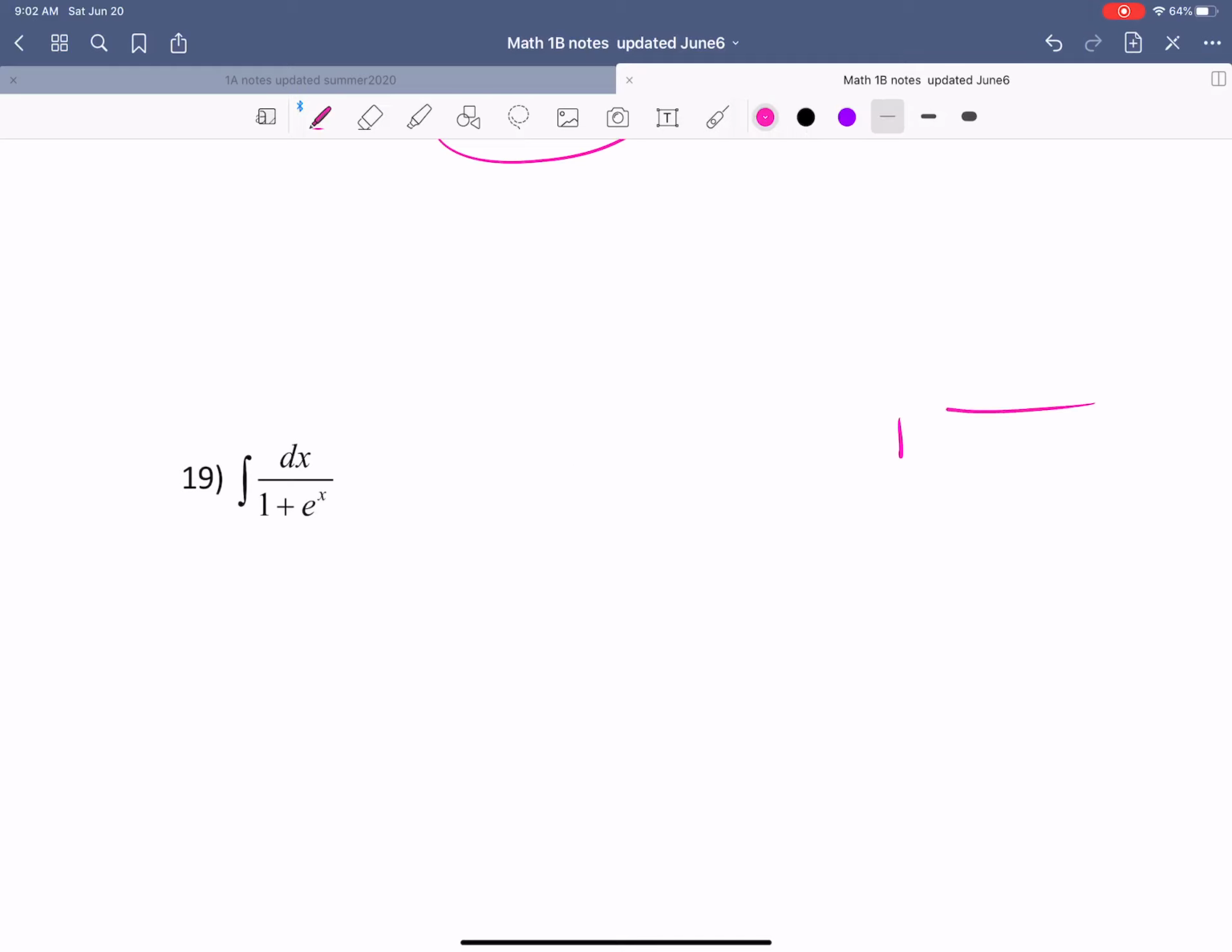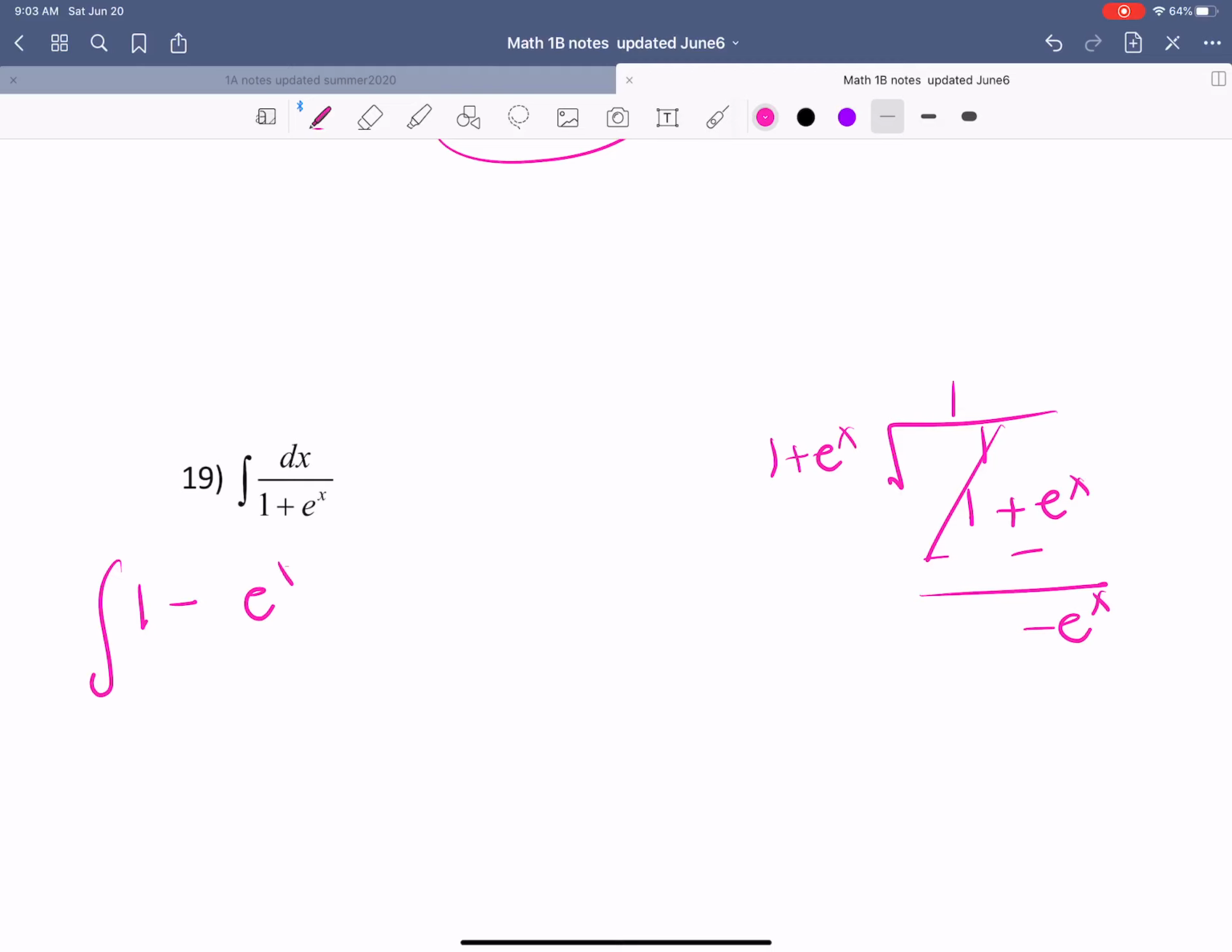So I have 1 in the numerator, and 1 plus e to the power x in the denominator. 1 is in the numerator, so 1 divided by 1 plus e to the power x. If I multiply that by 1, I have 1 plus e to the power x, subtract from 1, negative e to the power x. So this can be written as 1 minus e to the power x over 1 plus e to the power x dx.